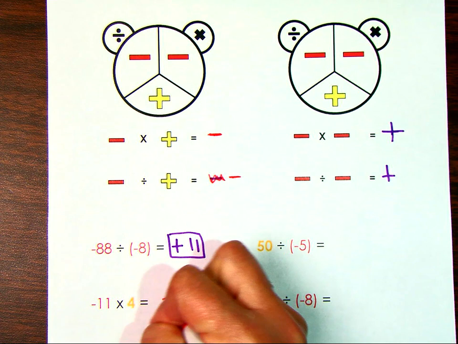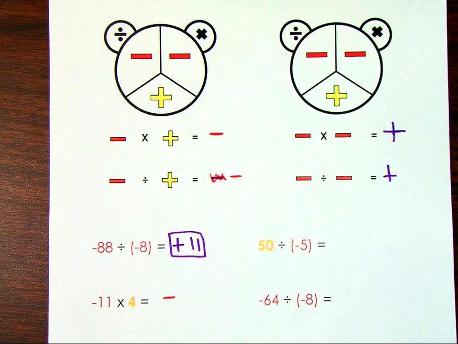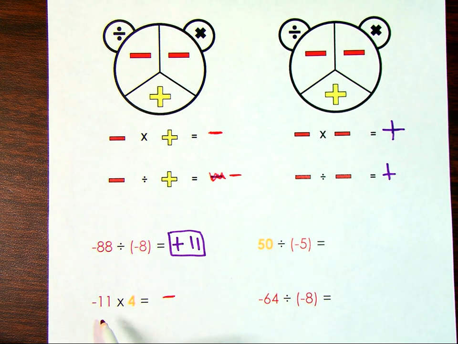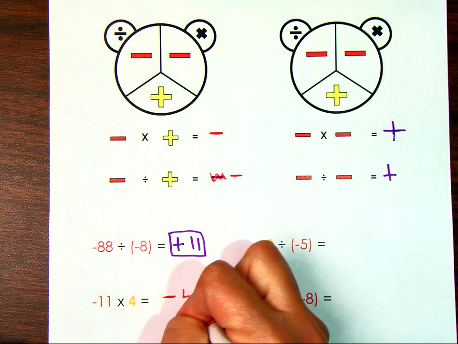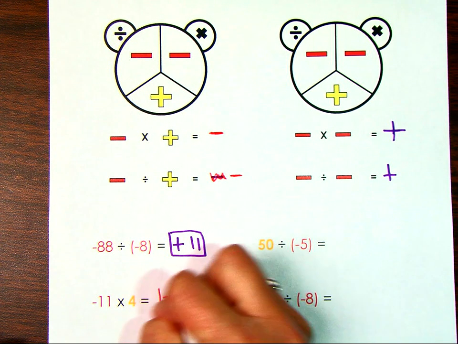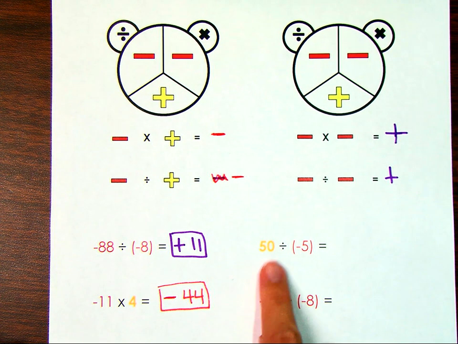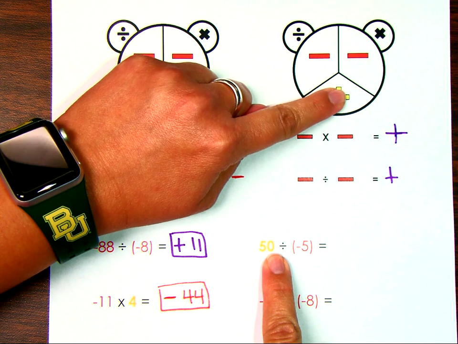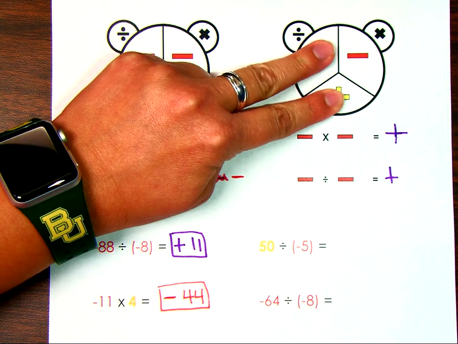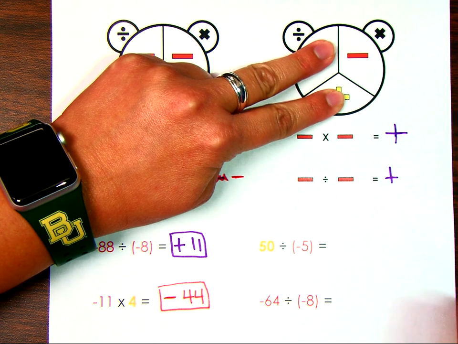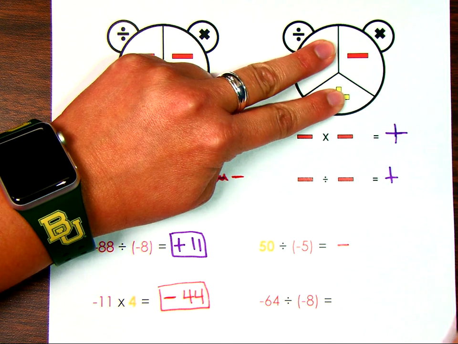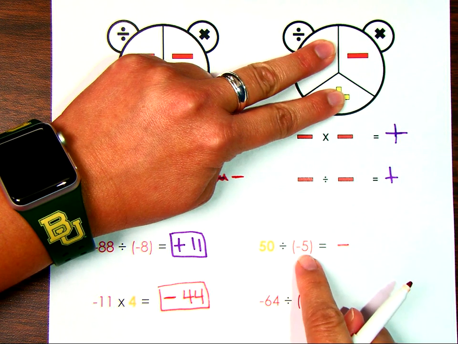I like to find the sign of the answer first and then do my math. 11 times 4 is 44. So 4 groups of 11 negatives would result in 44 negatives. Okay, let's try 2 more. Positive 50 divided by negative 5. Well, your sign is going to be negative, and then you do your math like normal. 50 divided by 5 is 10.